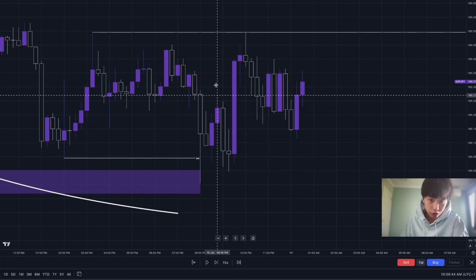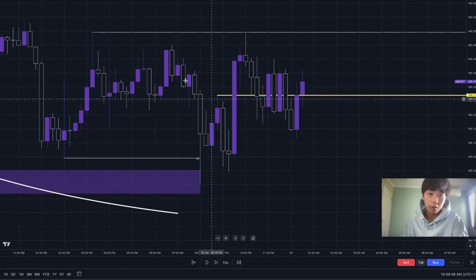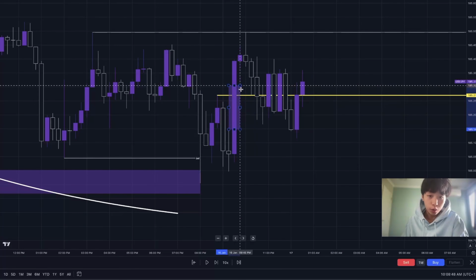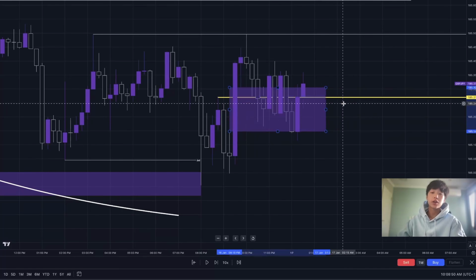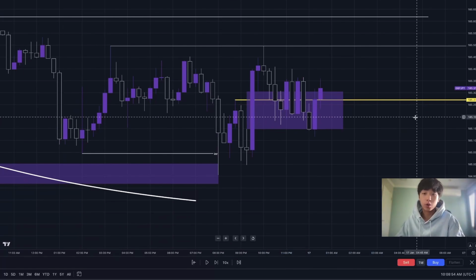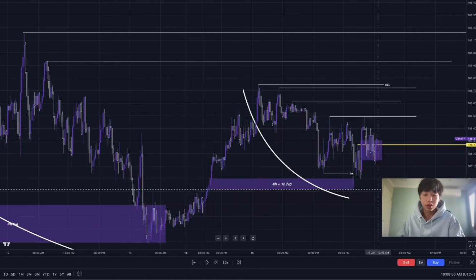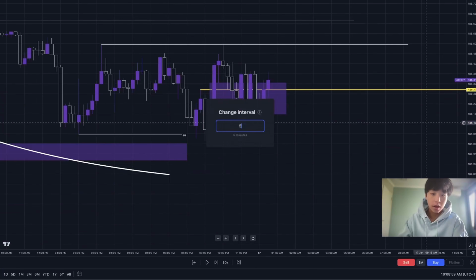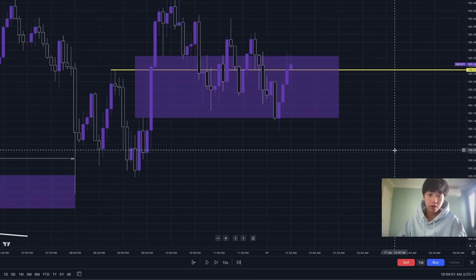Then we clearly break structure on the 15-minute right here off this 15-minute high, and we're holding this nice 15-minute fair value gap. Now, you could probably press buy off this straight away and you'll probably hit all TPs, and that would be a super nice trade. But like we said, we were trading quarterly theories.